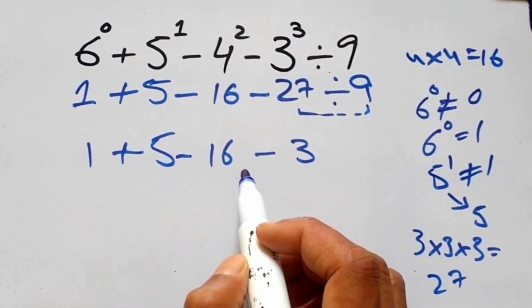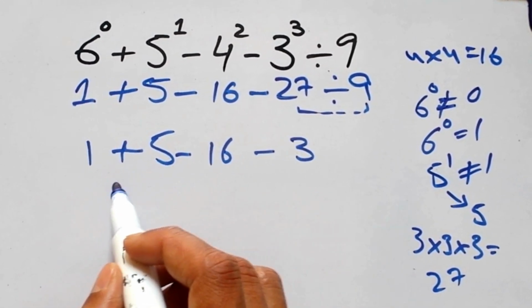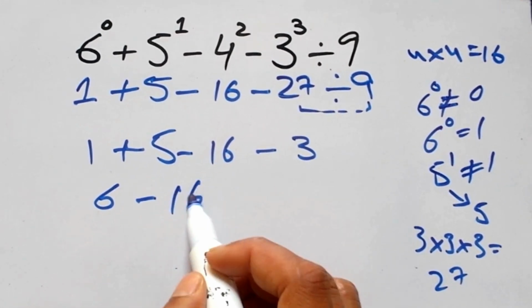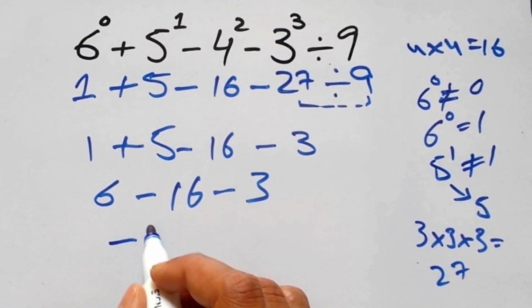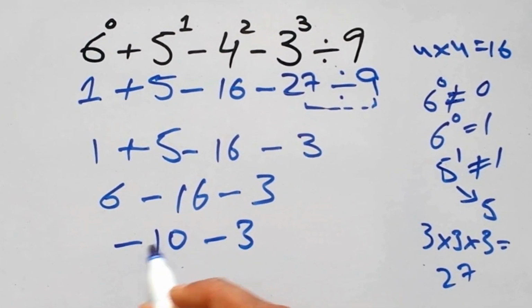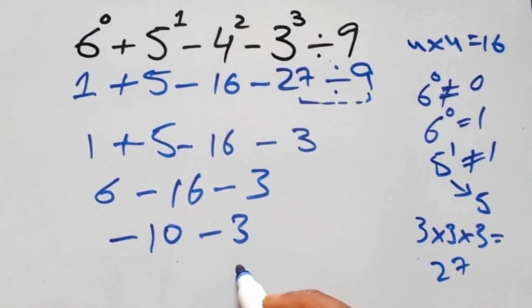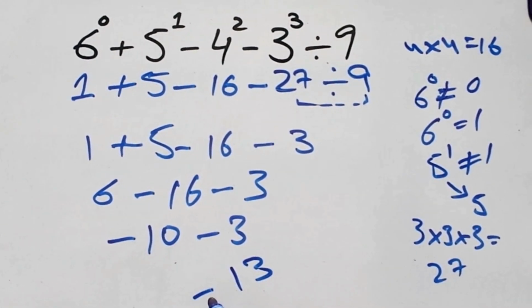Now addition and subtraction left to right. So 1 plus 5 equals 6, minus 16 minus 3, right? Now 6 minus 16 equals minus 10 and minus 3. Now minus 10 and minus 3, 13. Keep the negative sign.